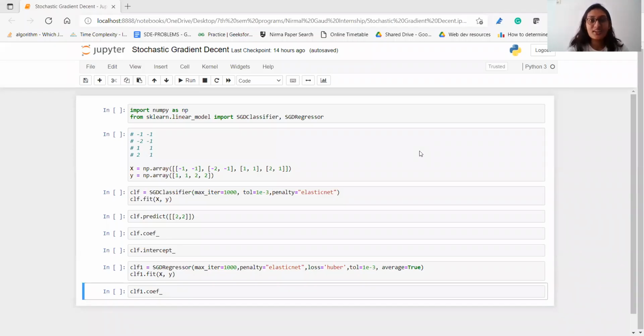Hello everyone. In today's tutorial, we'll be learning about stochastic gradient descent. It is an optimization algorithm in scikit-learn.